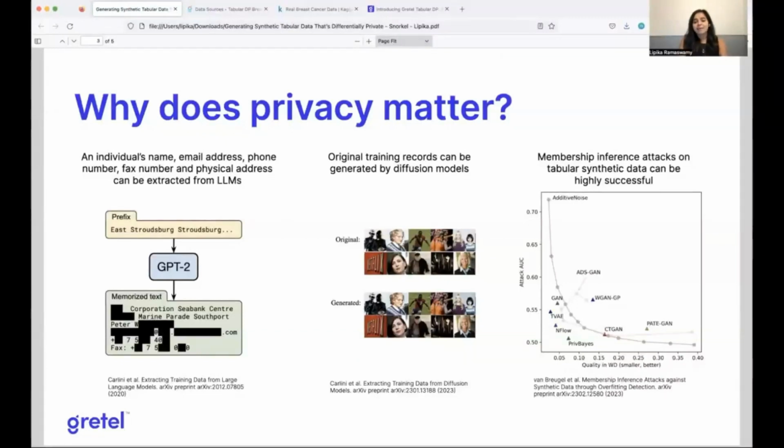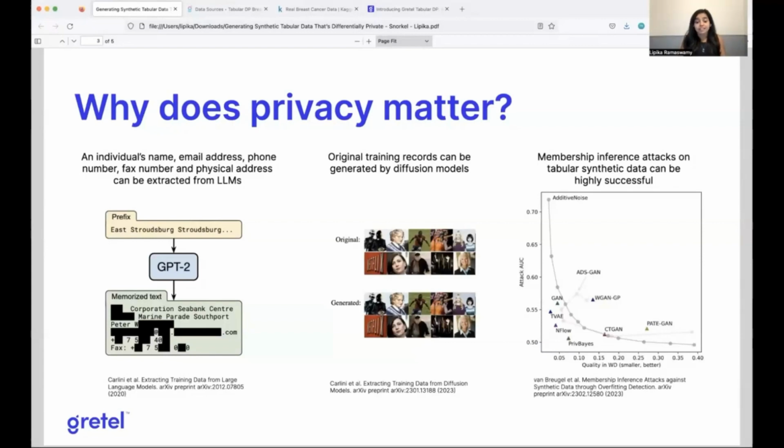And further, with tabular data, it's been shown by researchers that the membership of a given individual training record in the training set can be verified by attacks on a tabular synthetic data set. And so, this was tested on a bunch of different models that are GAN-based and Bayesian networks-based, variational autoencoders-based. And this was all for tabular data. So regardless of the modality of the data, there is still a privacy concern.